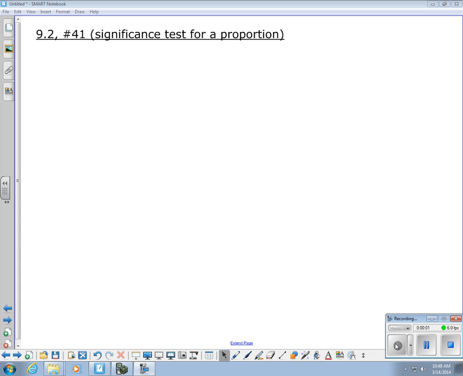Okay, we're going to try a significance test for a proportion now. Turn to section 9.2 and try out number 41. Pause me now and give it a go.